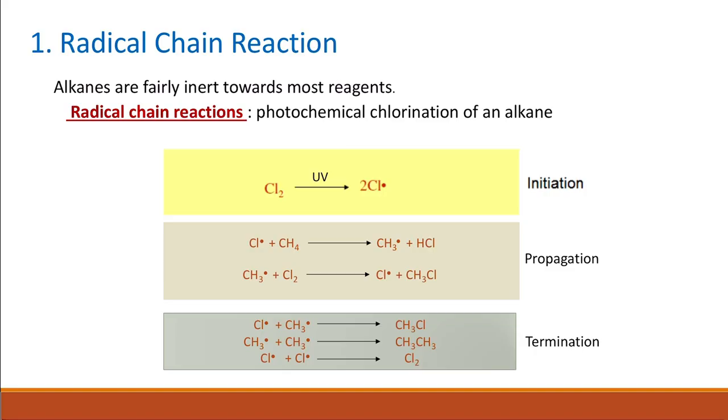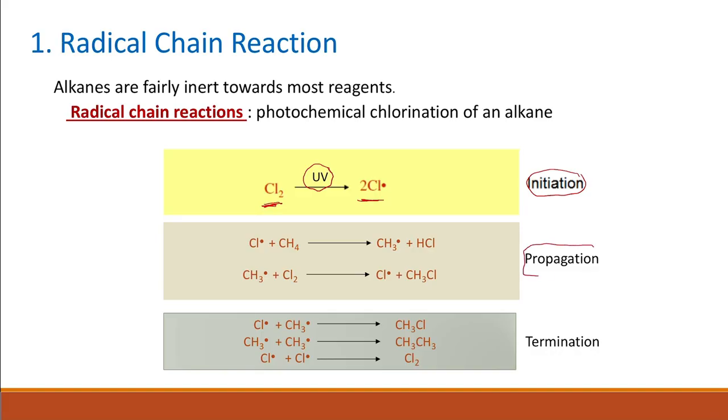This reaction has three steps. The first step is the initiation step. The initiation step is the step when the free radical is formed from the chlorine. So the reagent here is chlorine. The reaction condition here is the use of UV light to make the chlorine free radical. This is the initiation step.